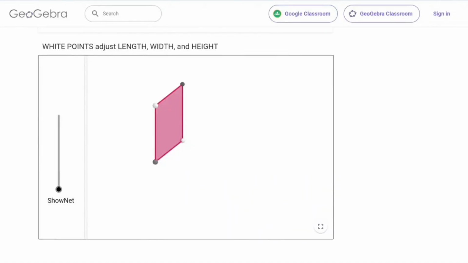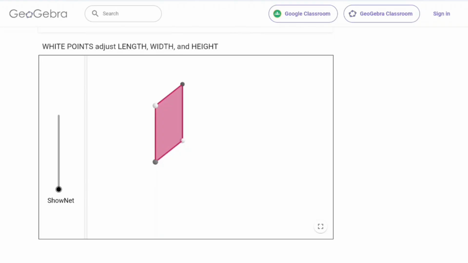Hi everyone, in this video we're going to be looking at the surface area of a rectangular prism. Before we start calculating surface area, we first need to understand what a prism is, and we also need to be clear about faces and bases. So what is a prism?